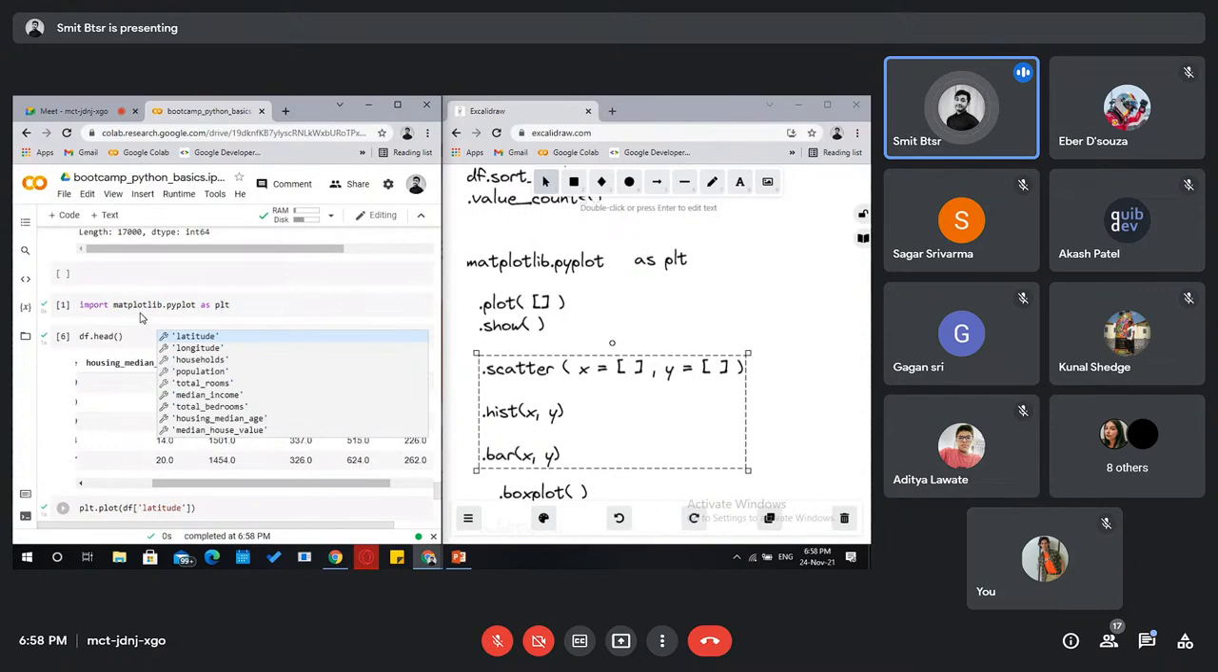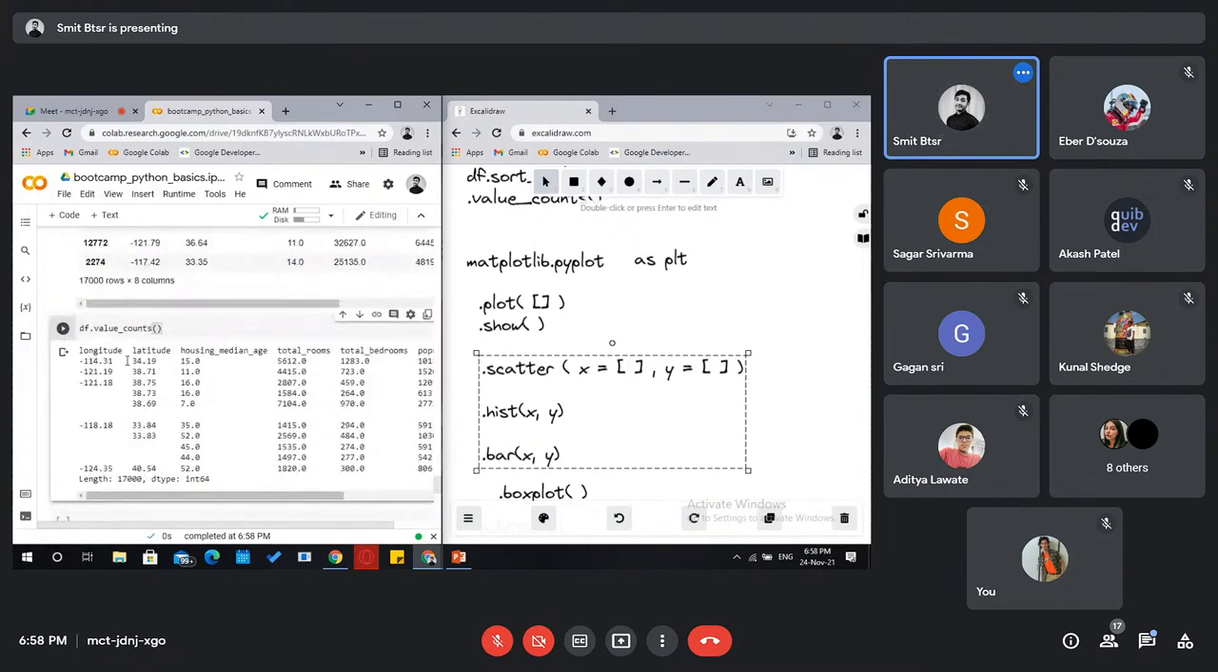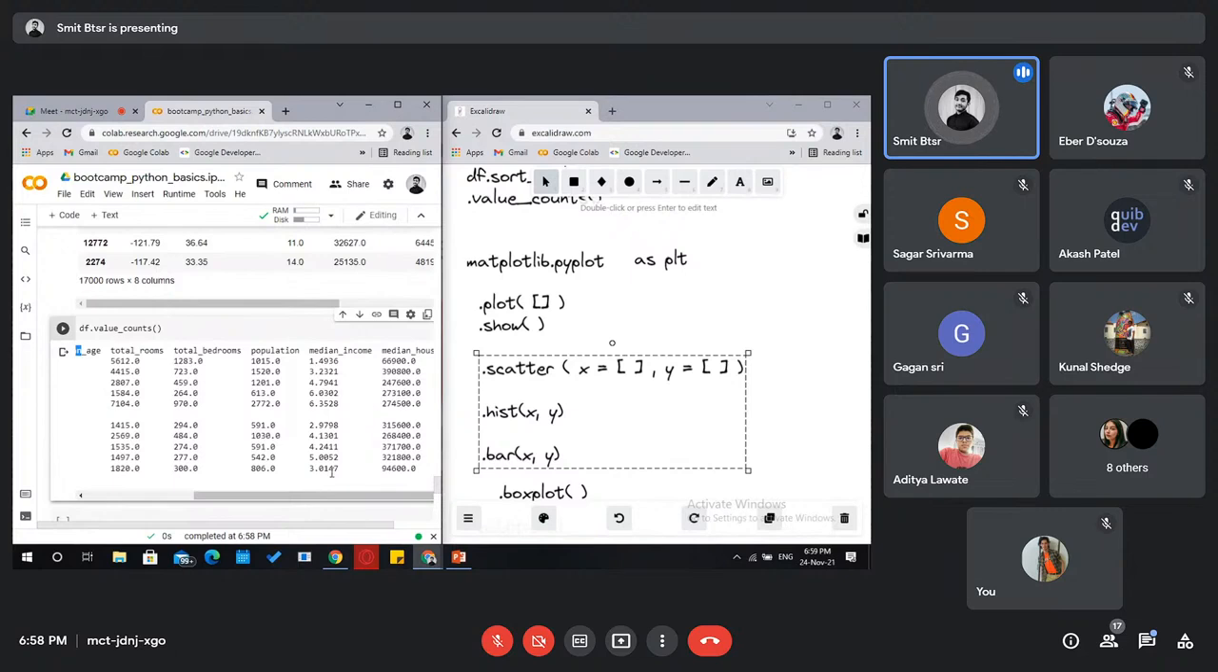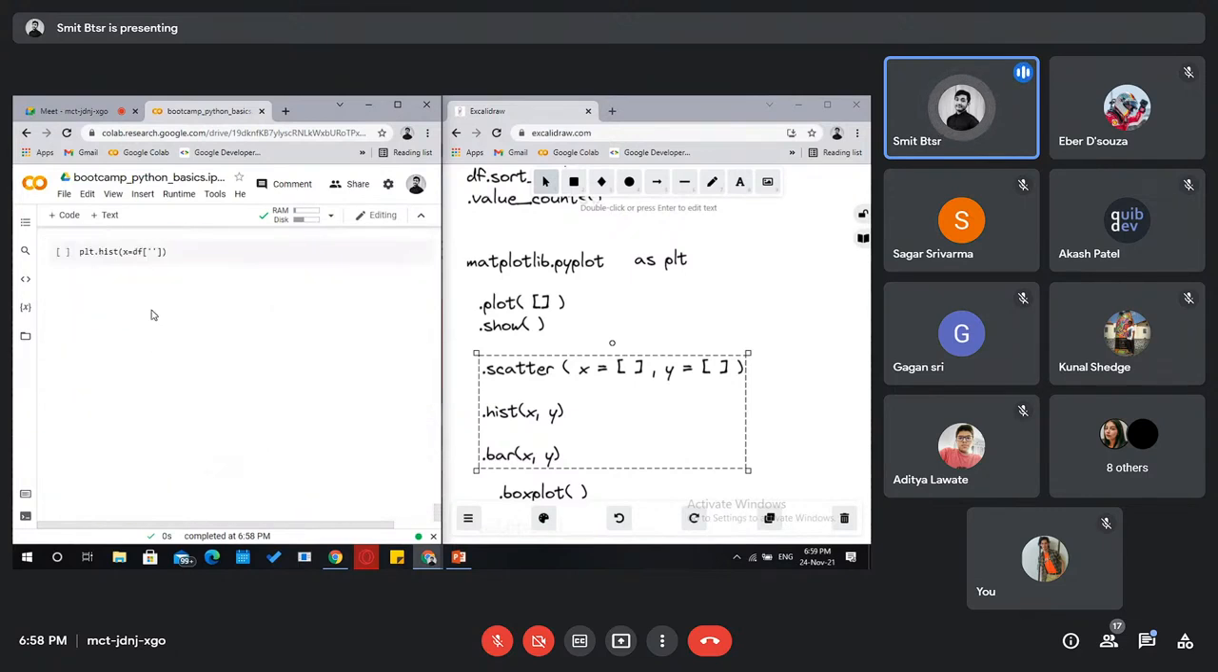What we can do is plot, not longitude and latitude, but we can use the housing median age and the median income. Housing median age and median income.